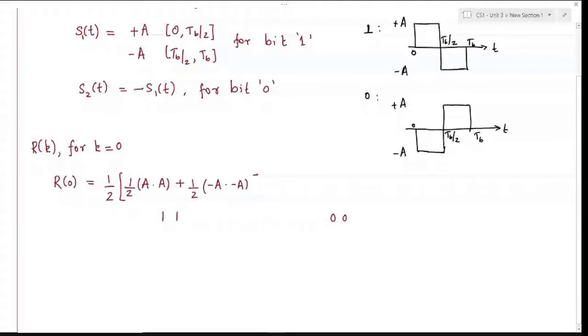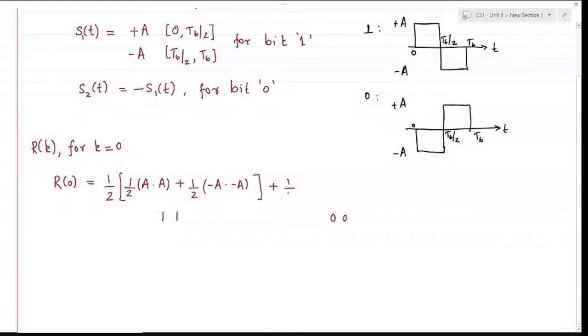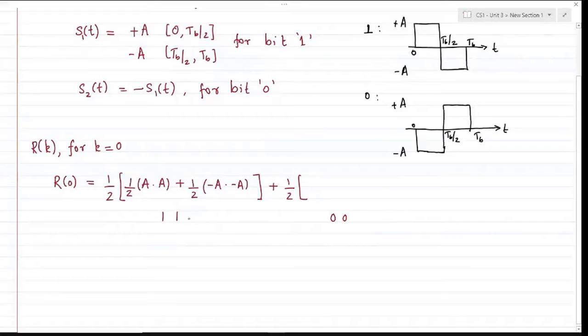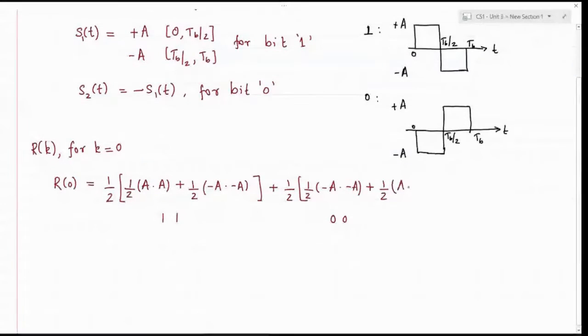Okay, so this is for combination bit 1 and 1. Similarly, for bit 0 0, I have again this half outside the braces with respect to the combinations 1 1 and 0 0. There could be only two combinations for k is equal to 0, and the inner scalars half and half are with respect to the changing of the pulses, changing of the phases in between the bit duration. And similarly, for the combination of 0 0, I will have the exactly opposite of it, say half minus a into minus a, correct? So plus half into a and a.